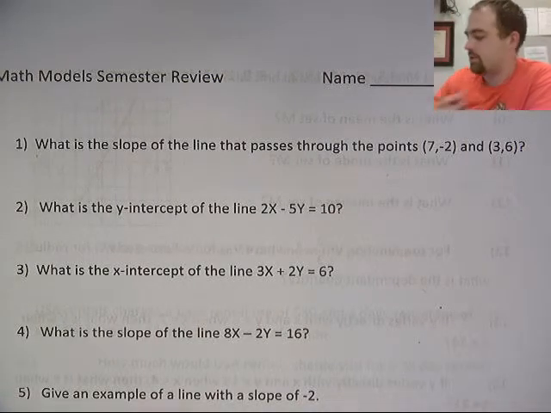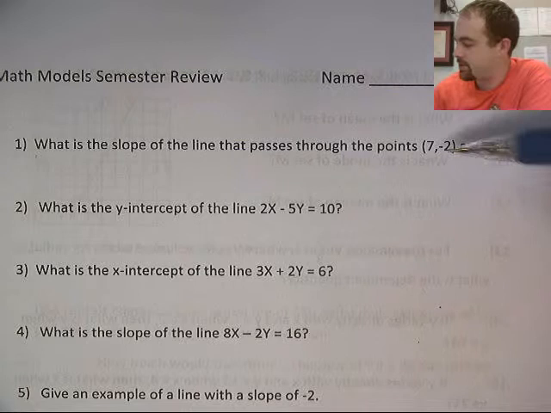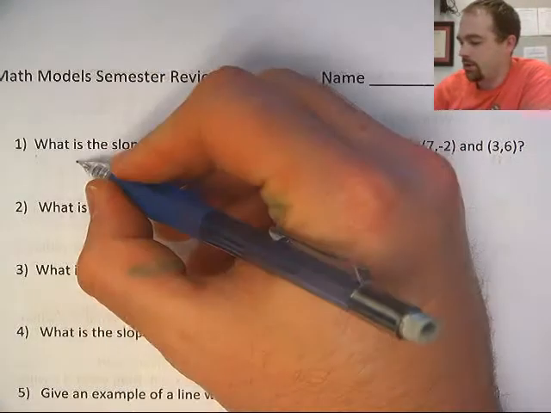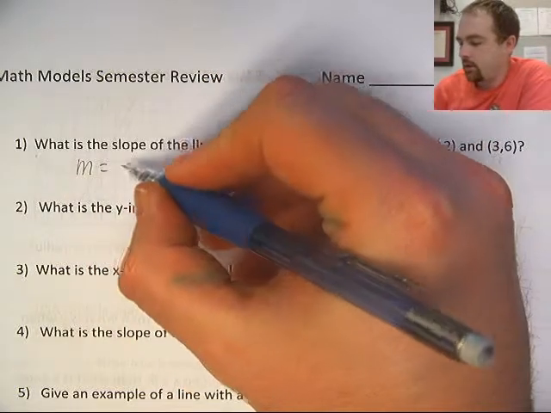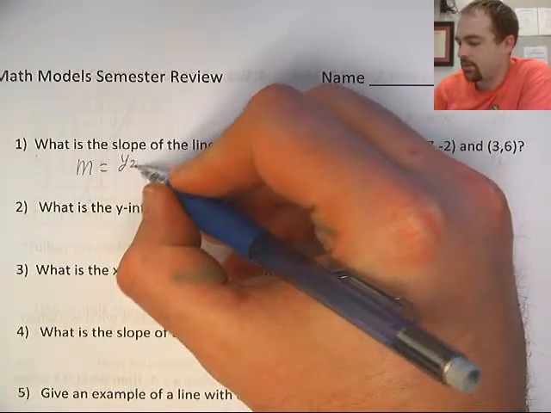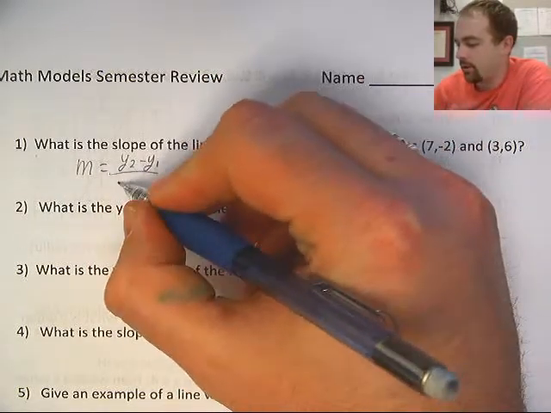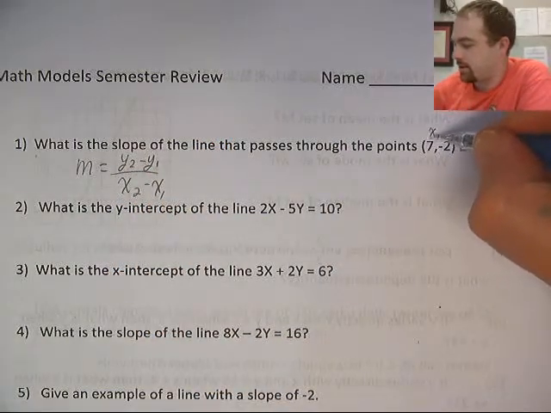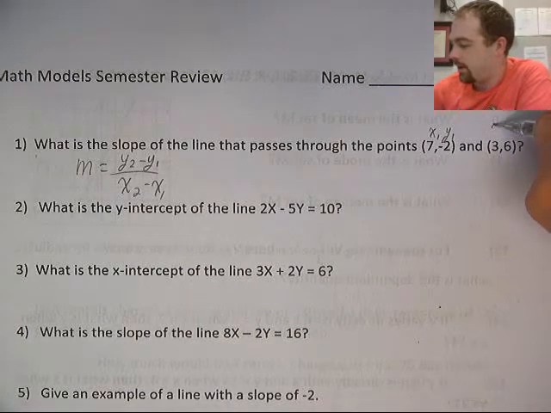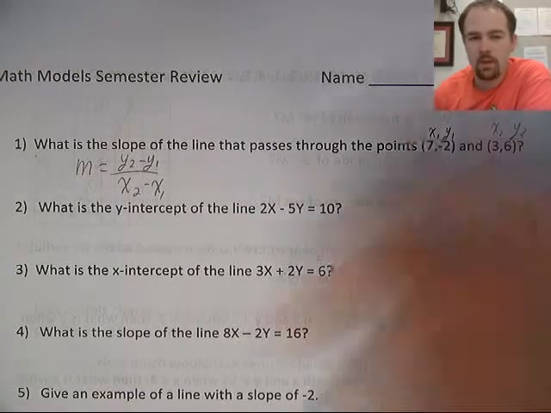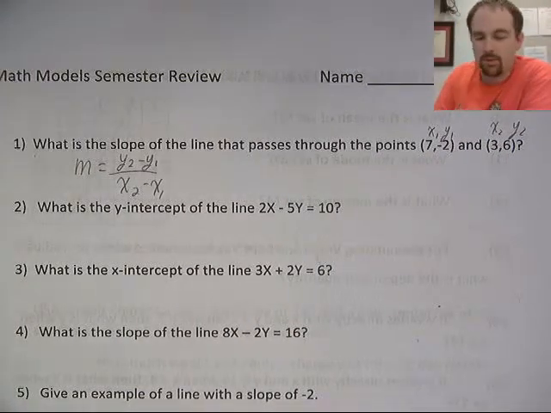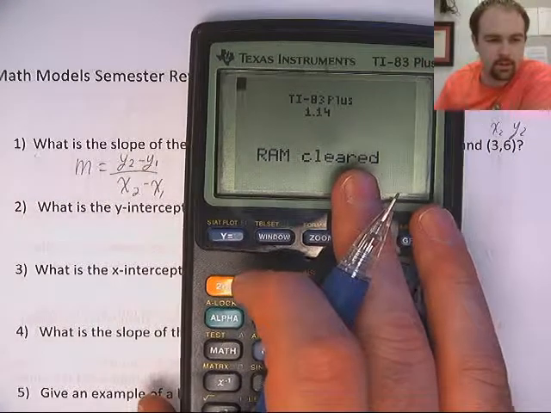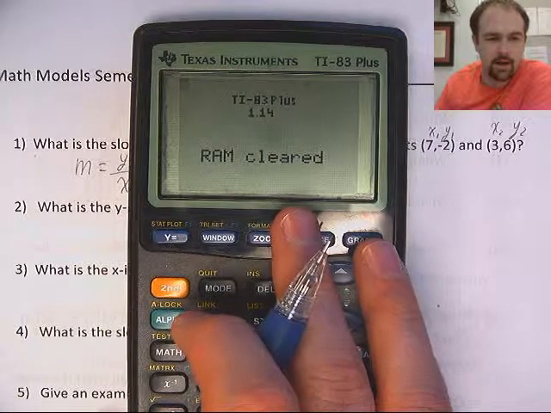First up, what is the slope of the line that passes through (7, -2) and (3, 6)? If you wanted to, you could use the slope formula, m equals y2 minus y1 over x2 minus x1, substituting these values in as x1, y1, and x2, y2. But I'm going to take the simple route because this is an exam and we're worried about time. So I'm going to do it using the TI calculator.